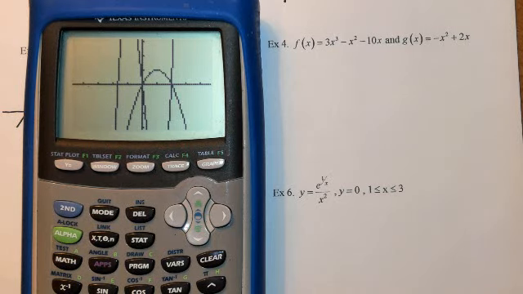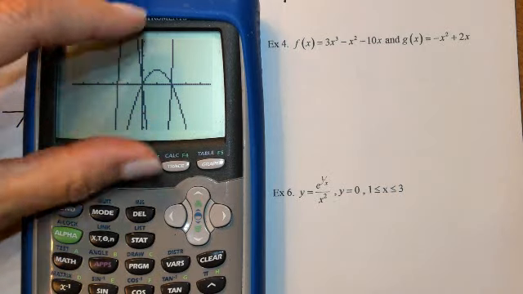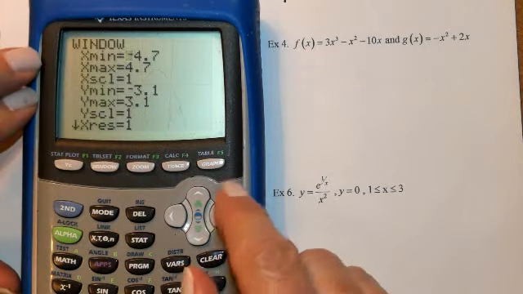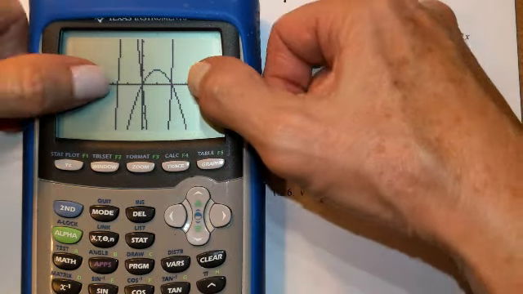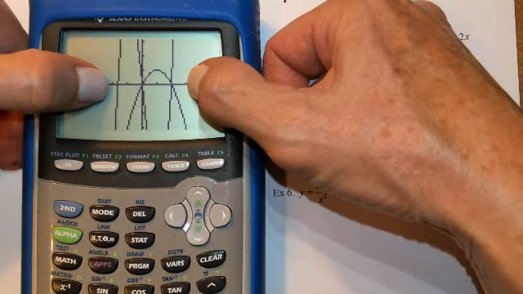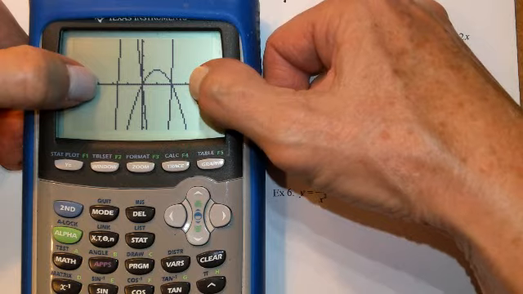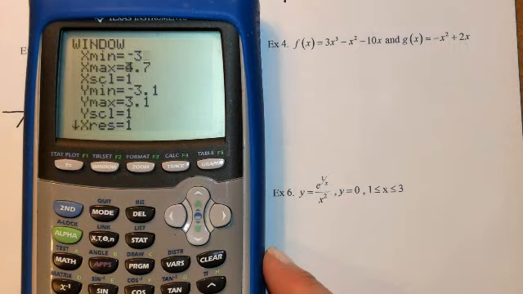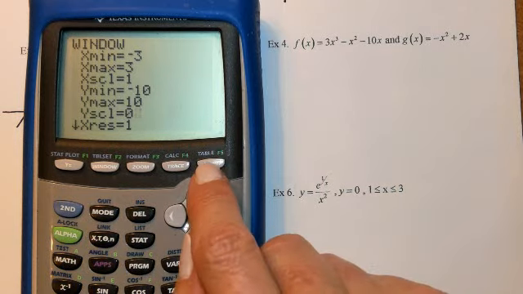I think I need to clean this up a little bit. I need to see more y values. In my window, I don't need to see all those x values. I think I only need to go from about -3 to 3. And for my y values, I just need to see more of them, and I don't know how many more, so maybe like -10 to 10, and then I'm just going to turn off my hash marks on my y-axis.